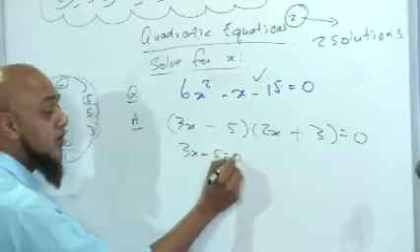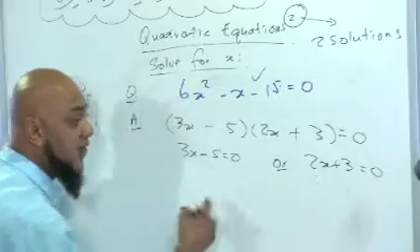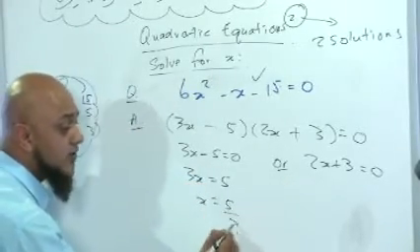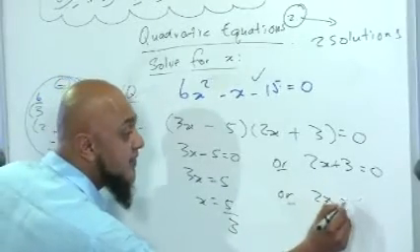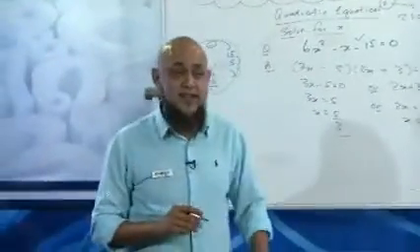3x minus 5 equals 0, or 2x plus 3 equals 0. Boys and girls, let's solve for x. 3x is equal to plus 5, so x is equal to 5 over 3. Or 2x is equal to negative 3, so x is equal to negative 3 over 2. Quite easily done. That's done.